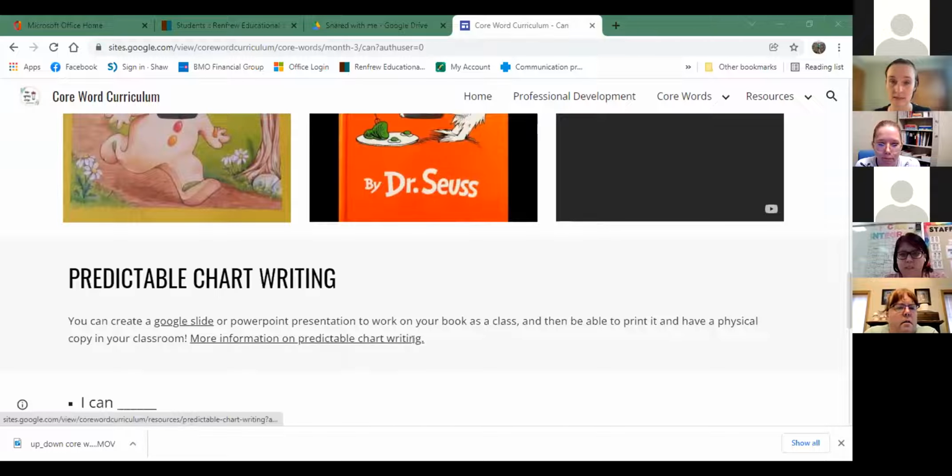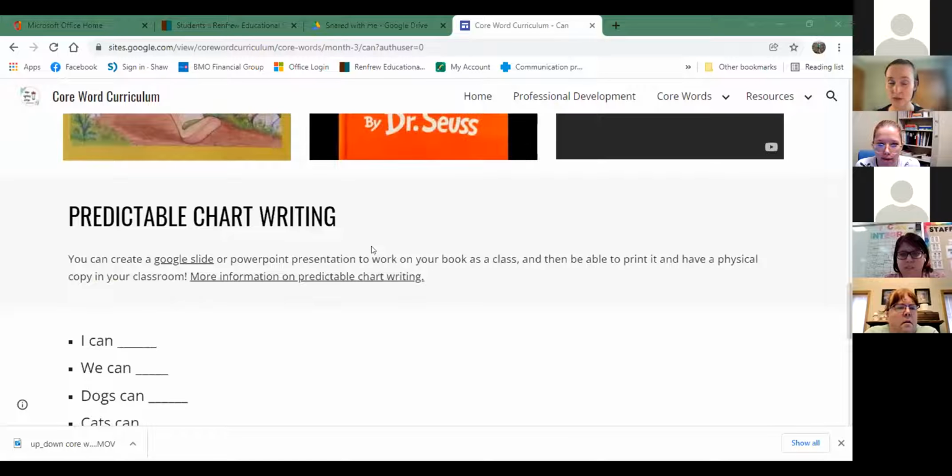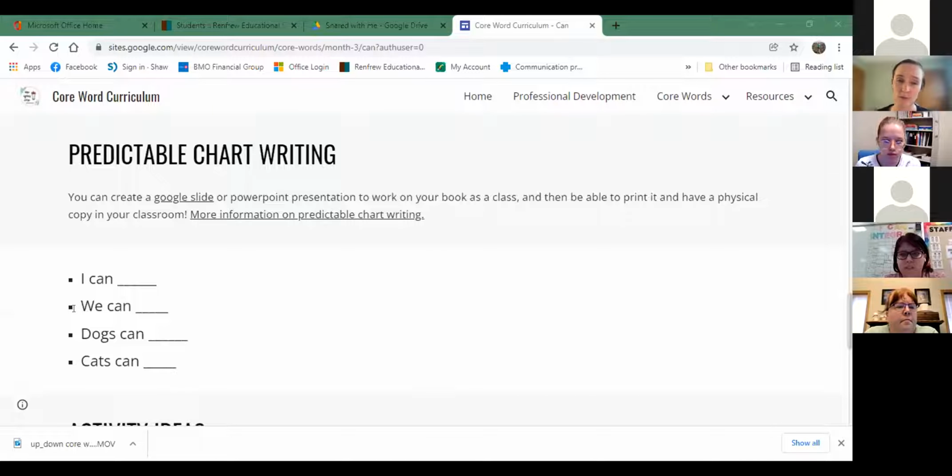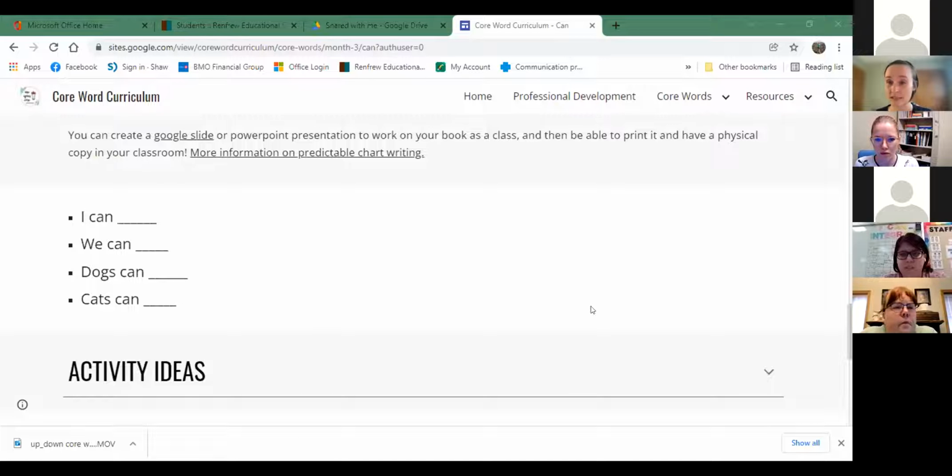That's great too. This is just ideas to make it easy so you can get started. Then we have some prompts for the shared writing activity. We do have presentations about a lot of these other topics available. So if you're like, what is predictable chart writing? There's a link right there built in. You'll see the beginnings of predictable chart writing and some videos that we're going to share in a minute.